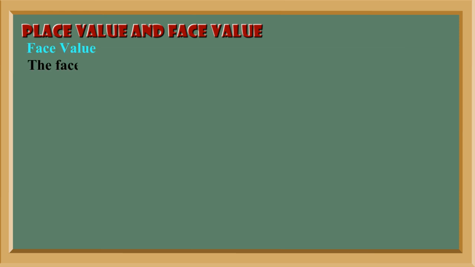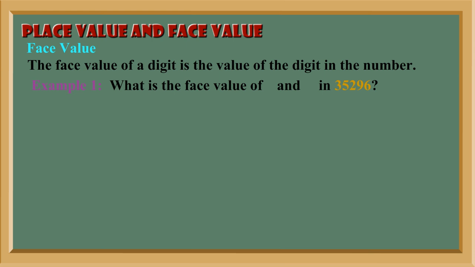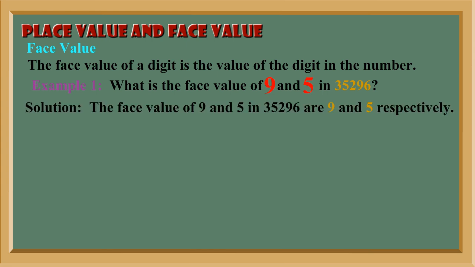Face value. The face value of a digit is the value of the digit in the number. Example 1. What is the face value of 9 and 5 in 35,296? Solution. The face value of 9 and 5 in 35,296 are 9 and 5 respectively.